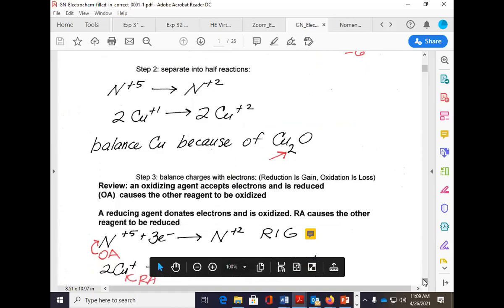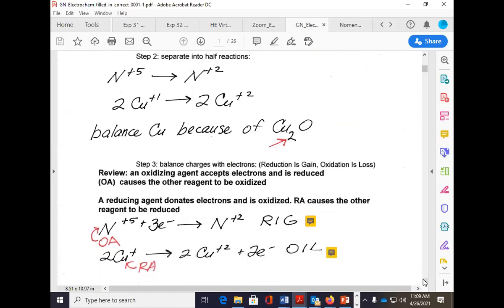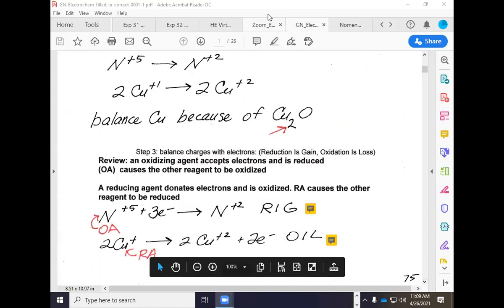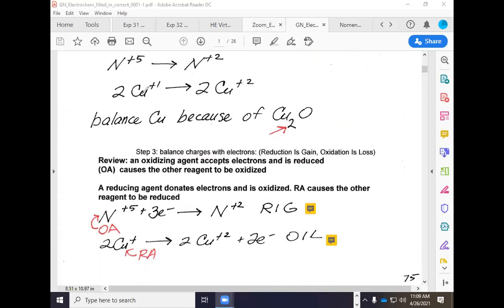So then we're going to look at the copper. Okay, so we look at the copper and we see that here is a +2. And here, 2 times 2 is a +4. So this is also a situation where we want +2 on both sides.